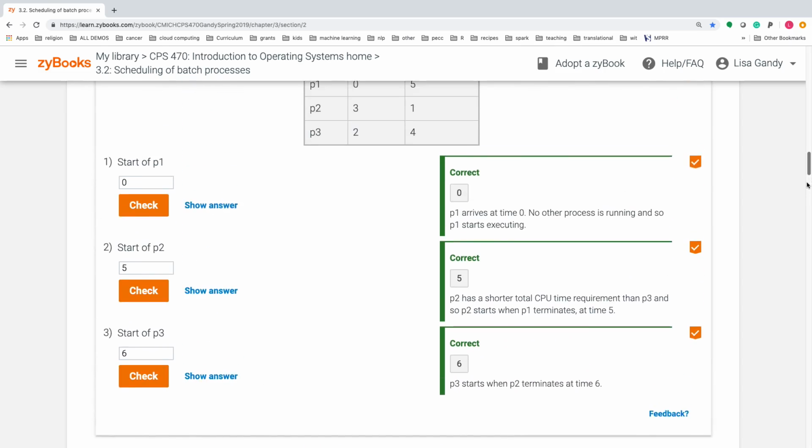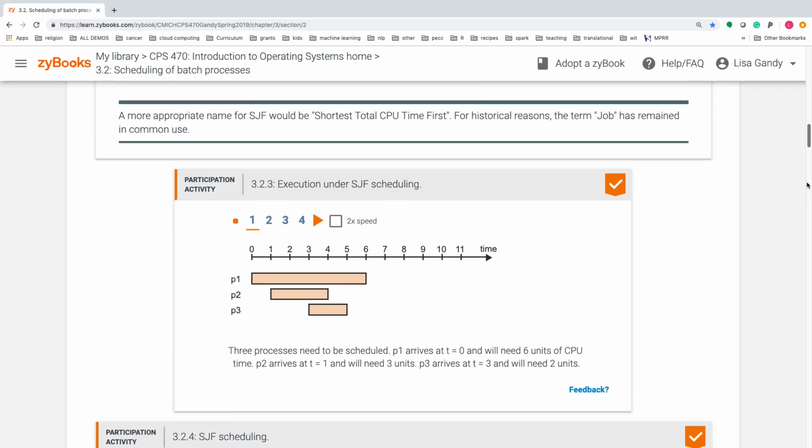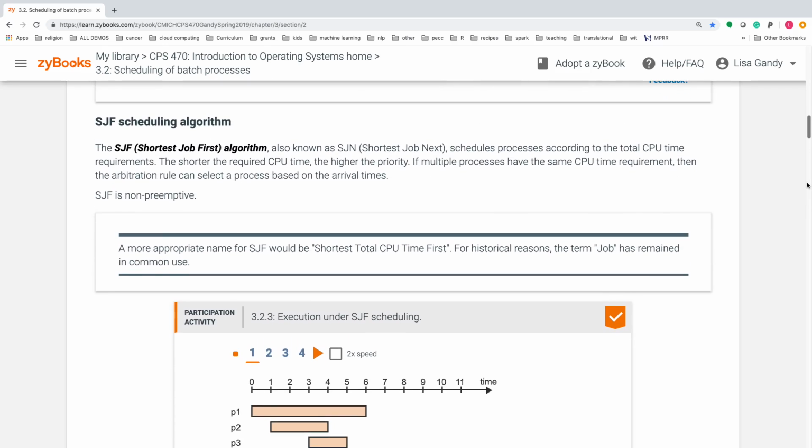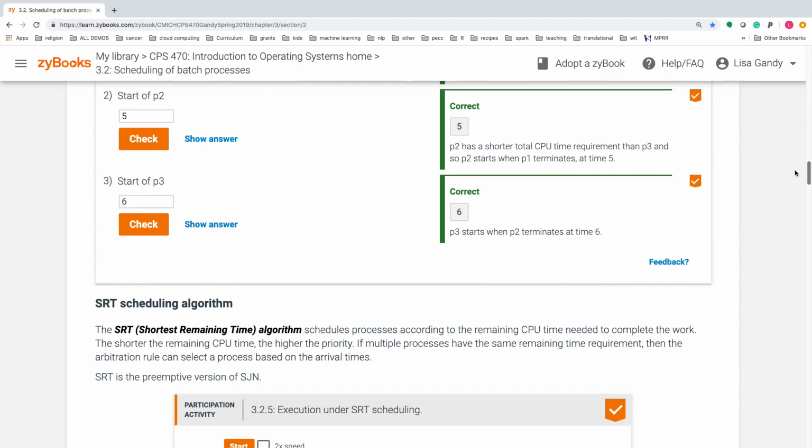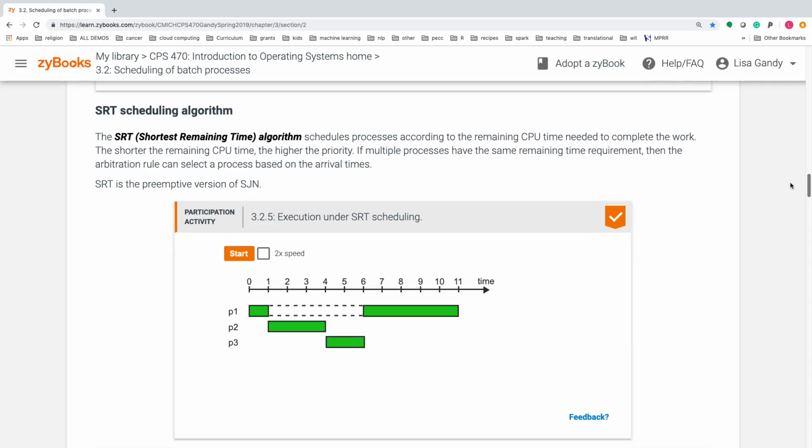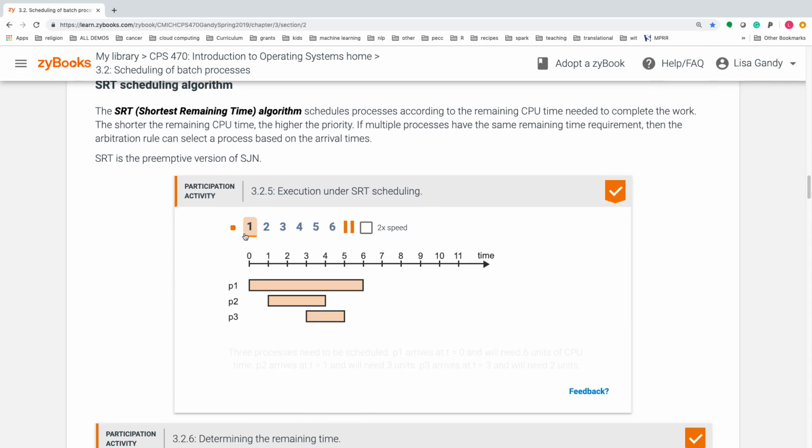Why did they skip this one? That's annoying because we said shortest job first and they're calling it by the alternate name, shortest job next, which is the same thing. So it's the preemptive version of this. Okay, shortest job first. So now we're getting into preemptive algorithms. Earlier, the two algorithms we talked about, first in, first out and shortest job first, were both non-preemptive. Now we're getting into preemptive.